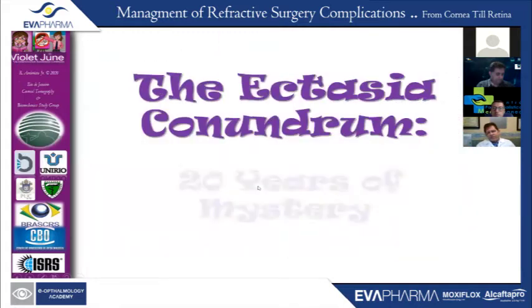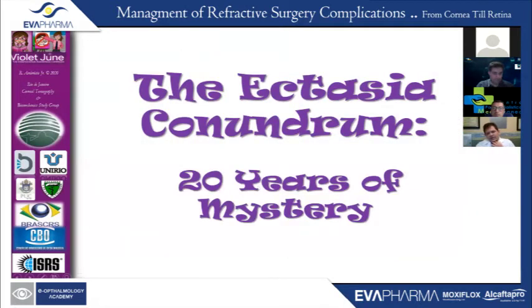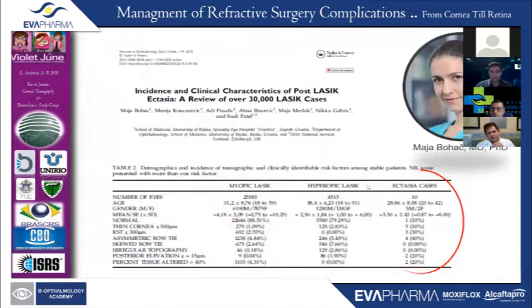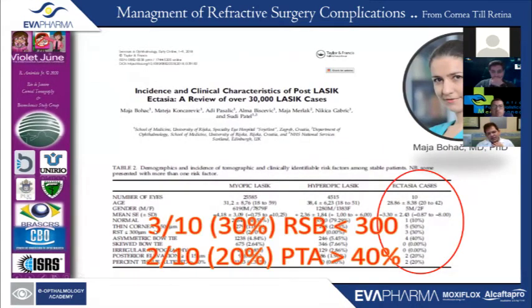So the conundrum of ectasia is now 20 years. We have this very good study from Bohak with 30,000 LASIK procedures. She had 10 cases of ectasia, and only 3 out of 10 had a residual stromal bed lower than 300, and only 2 had a PTA higher than 40%. And all the cases were seen with a relatively normal topography.